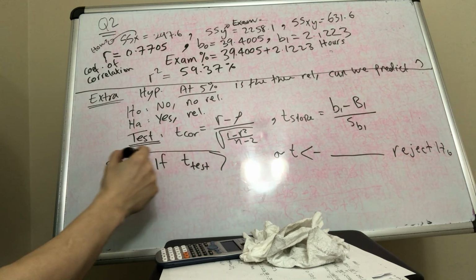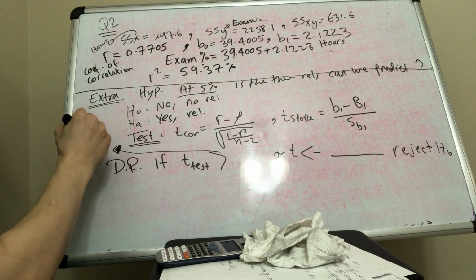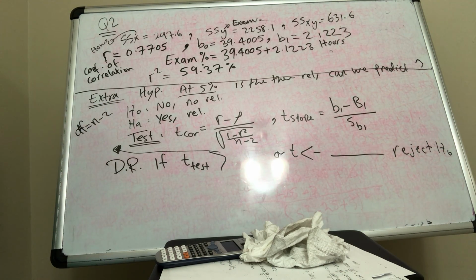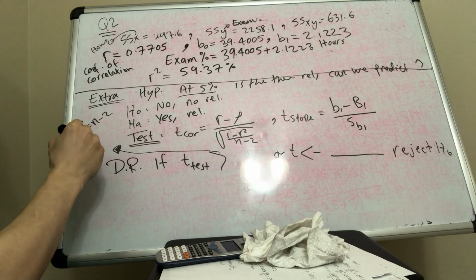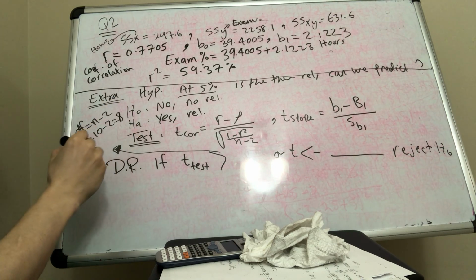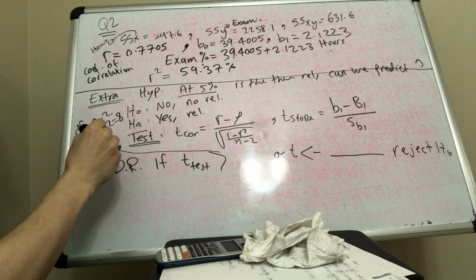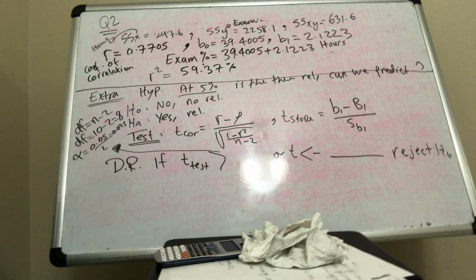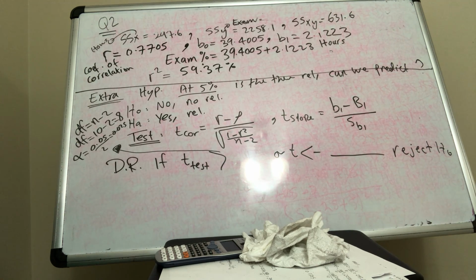To get this number, we need degrees of freedom. Only for regression, it's n minus 2. 10 students minus 2, that's 8. And alpha is 5%, then divided by 2, because we're doing a two-tailed. So I'm going to go to my t-table. The number common between 8 degrees of freedom and 0.025 is 2.306.